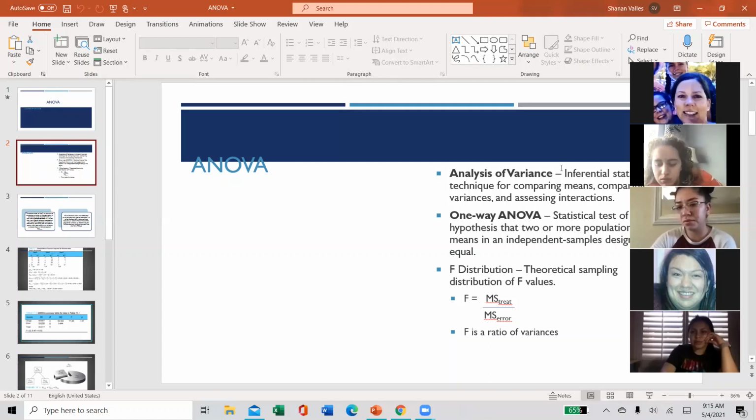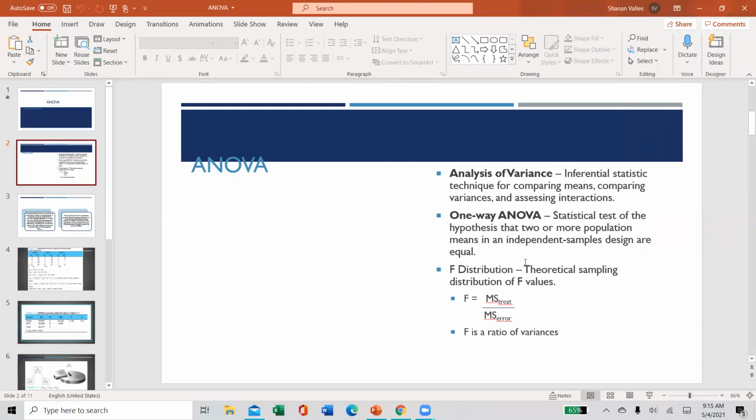So I'm going to minimize us over here real quick just so we can read this. Analysis of variance, that's what the acronym ANOVA stands for. It's an inferential statistic that we use to compare means, and we've been doing that all along. We've been comparing means even from the Z-score, definitely in the t-tests, and now we do it again in analysis of variance. This one we compare variances.